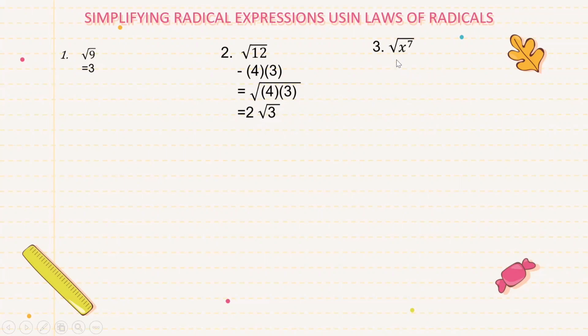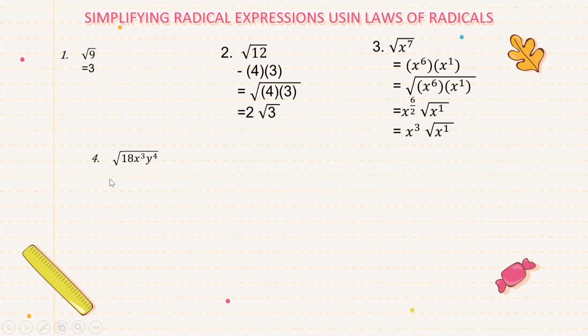Number 3, the square root of x raised to 7. Again, x raised to 7 is not a perfect square. That's why we need to factor first. And ang factor na gagamitin natin is x raised to 6 and x raised to 1. So that would be the square root of x raised to 6 times x. Then let's simplify. This would be x raised to 6 over 2 square root of x raised to 1. Pwede pa natin siyang i-simplify. So this would be x cubed square root of x raised to 1 or x cubed square root of x.